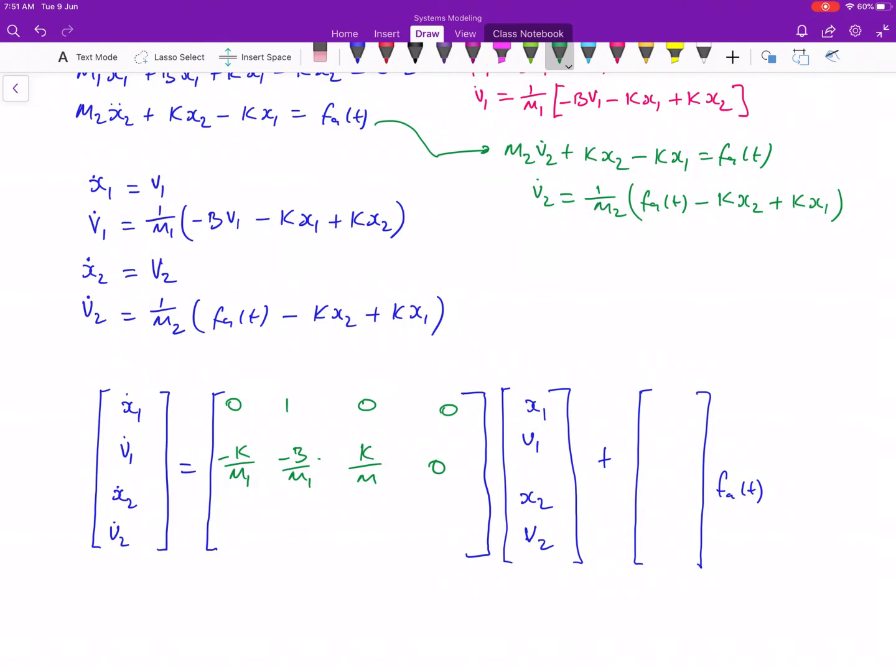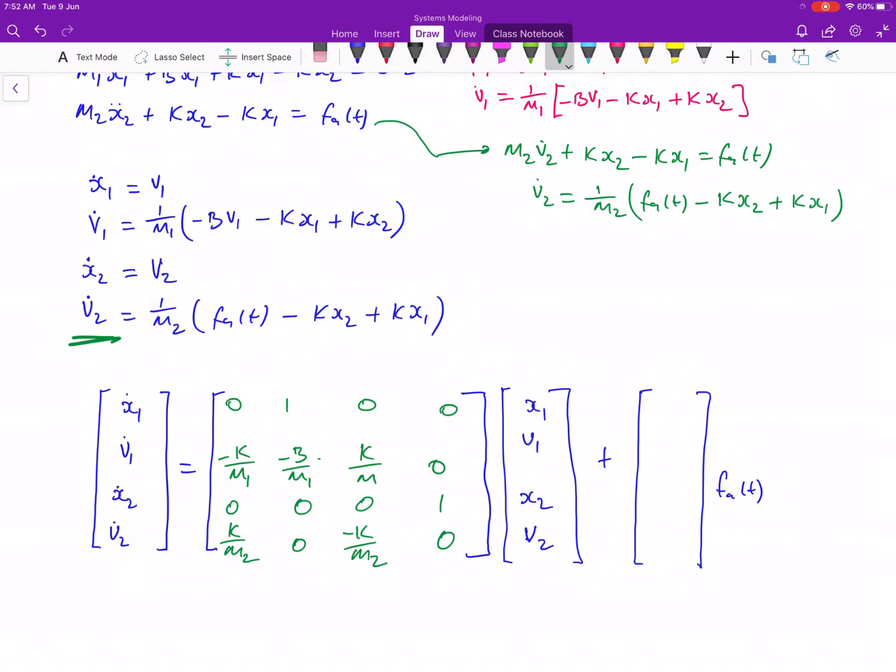Okay, the next one: x2 dot is equal to v2, and v2 is at the last position, so we are going to have 0, 0, 0, 1. So we just distribute the zeros across. Then we write for v2, which is this equation here. At x1 we have k over m2. Then for v1 there is nothing. For x2 we have minus k over m2. And the next one is v2, there is no v2, and this is 0.